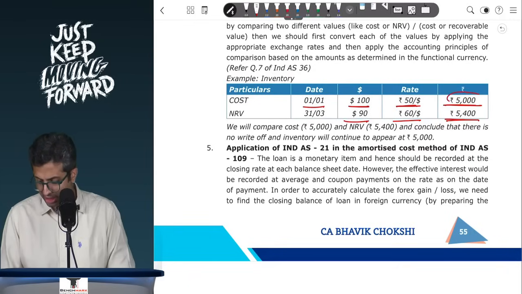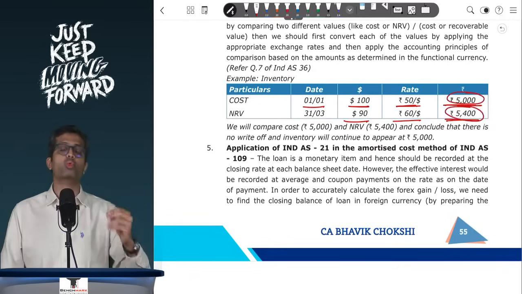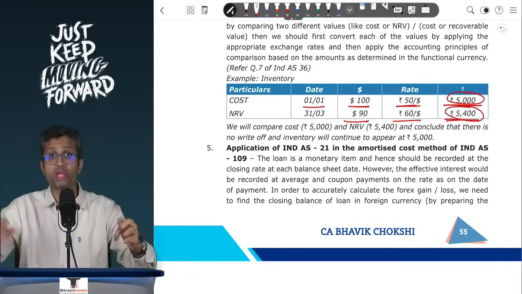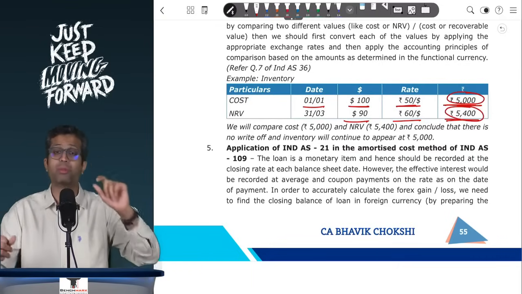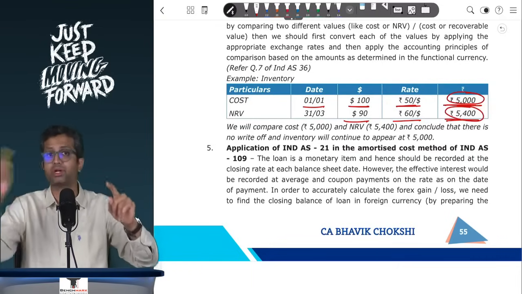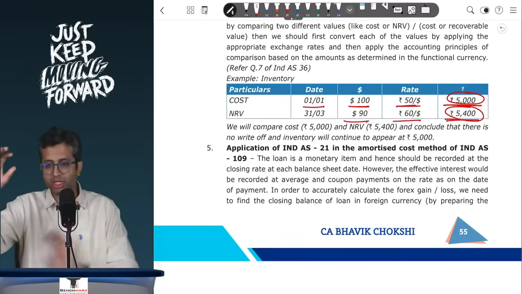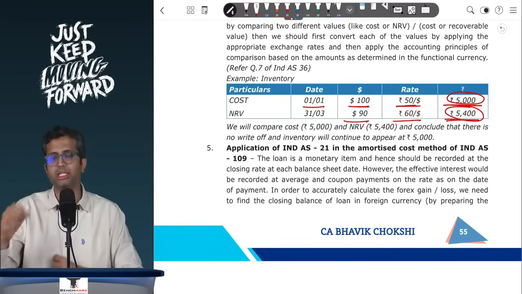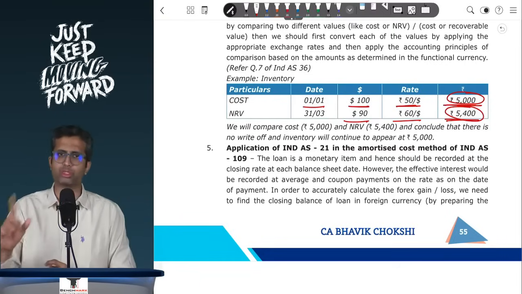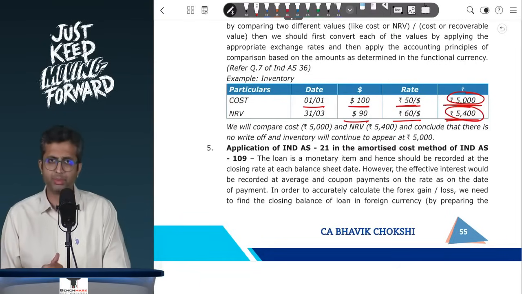And hence, for deciding whether there's a write-off or not, whether it is inventory under Ind AS 2, or even Ind AS 36, where I have to compare the carrying value with the recoverable value, I will first convert everything at the appropriate rates, find the carrying value in rupees, compare it with the recoverable value in rupees, and then if the rupee value is lower, that is when there will be an impairment.